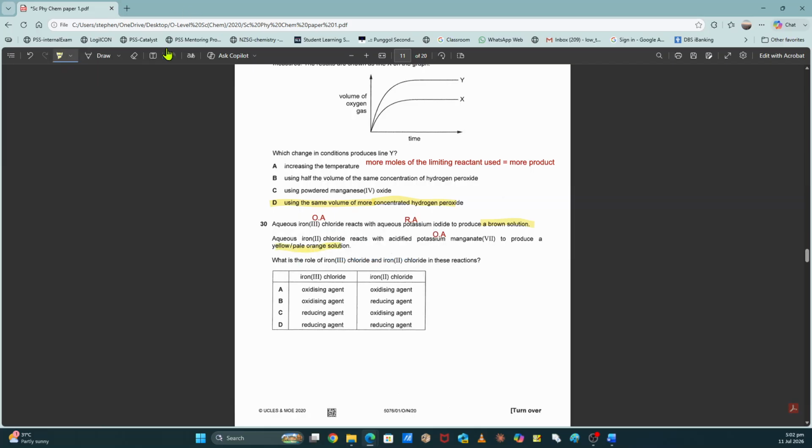Because this one over here is deep purple in color. So there is something formed, and therefore this must be RA. So, R-A-O-A. Here iron 3 is OA, right? And iron 2 is this one.